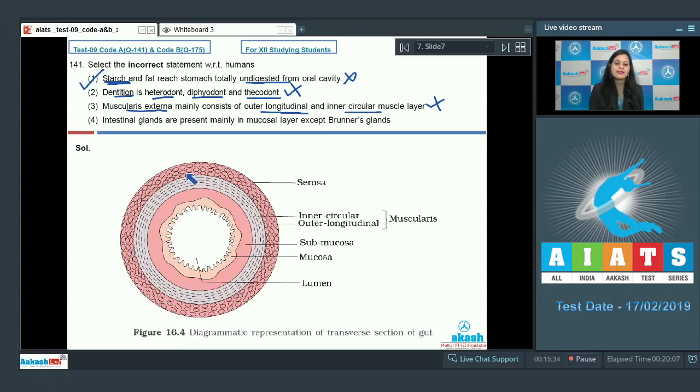As you can see here in this diagrammatic representation of transverse section of gut, this muscularis externa consists of outer longitudinal and inner circular muscle layer.